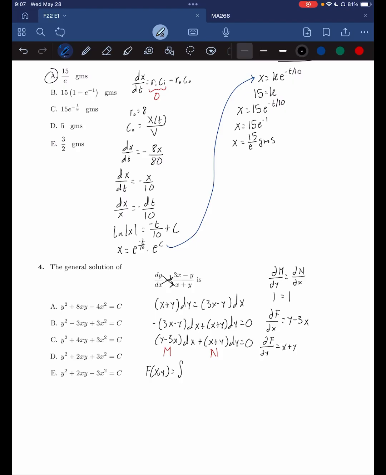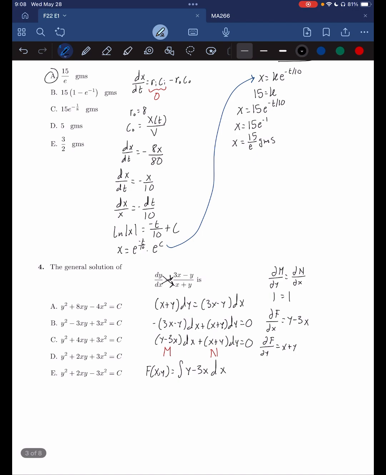I'm just going to pick df dx. Actually, no, I'll pick df dy. No. Y minus 3x dx, because you always want these two to match, basically. This is a dx, so this will be a dx.